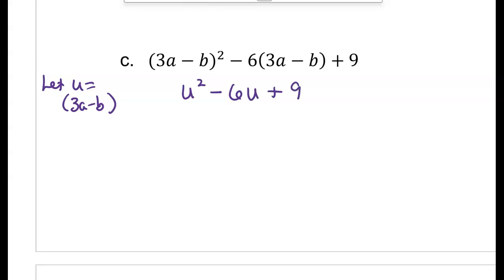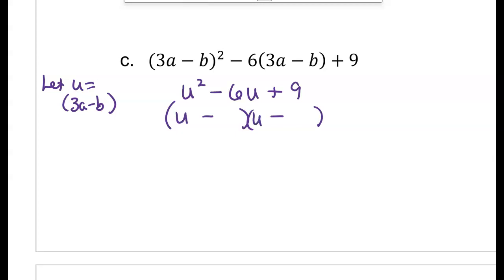Now you always do the normal ask. Is there a good GCF? No. How many terms? What do we have to use? Yep, logical trial and error. What are our signs? Yep, subtraction for both, awesome. And then we go, okay, factors of u squared.